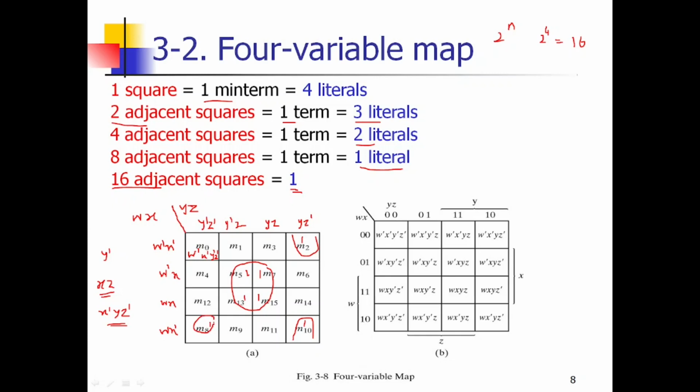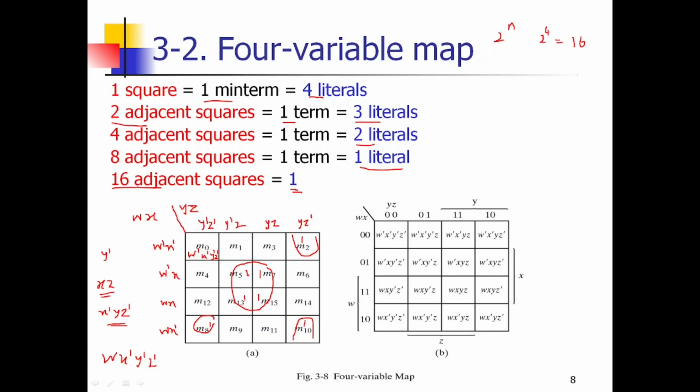This is one cell, and this one cell is a single cell. And what is the minterm for this? W x dash y dash z dash. How many variables, or literals, are there for this? Here, 4 literals. If you are having a single cell, then the number of literals is 4.